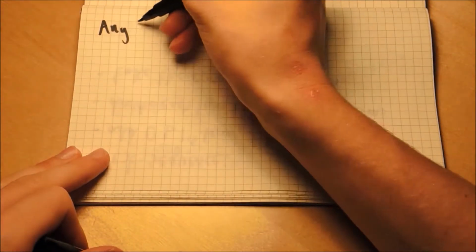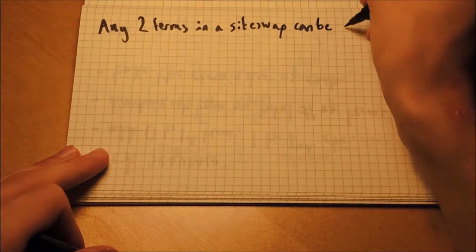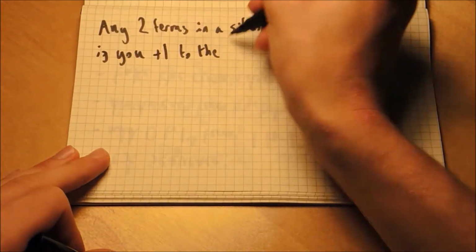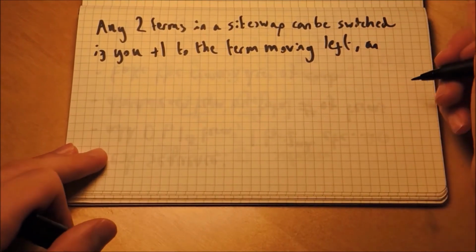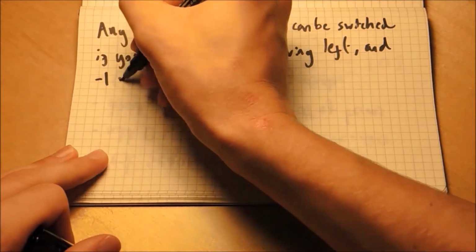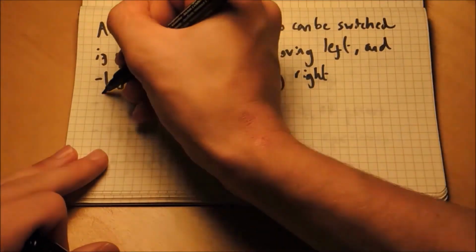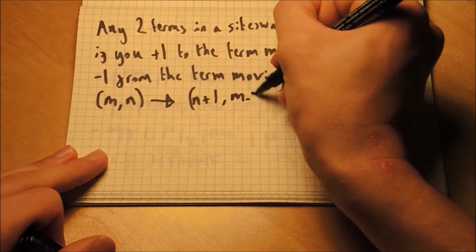The second implication from the test sequence rule is that any two terms in a juggling sequence can be swapped as long as you add 1 to the term moving left and you subtract 1 from the term moving right. This is incidentally where the name siteswap comes from. So you have m, n, and you change it to n plus 1 and m minus 1.